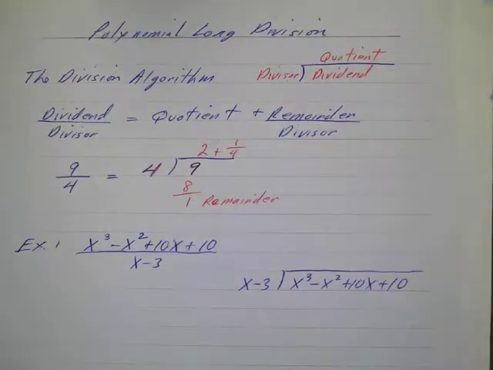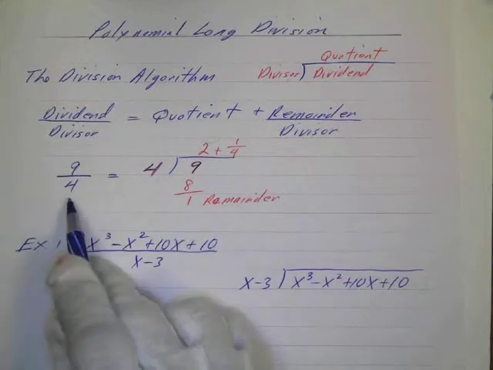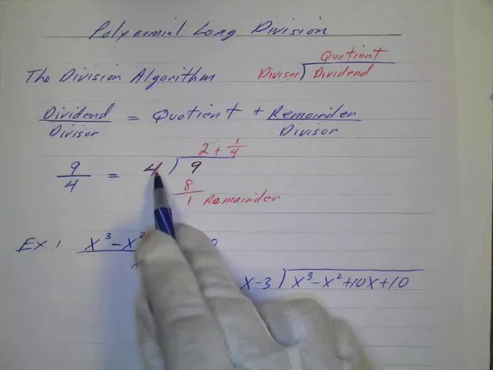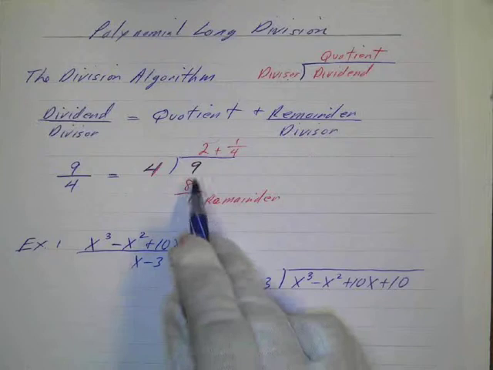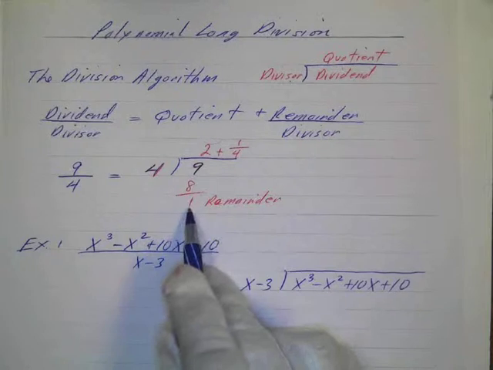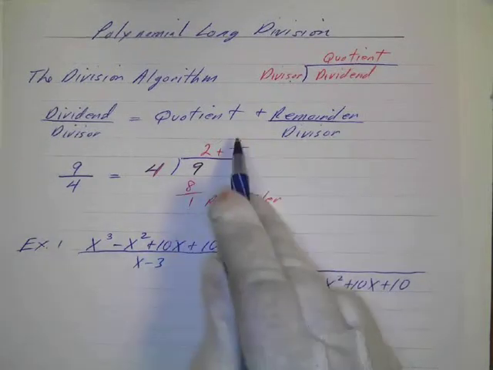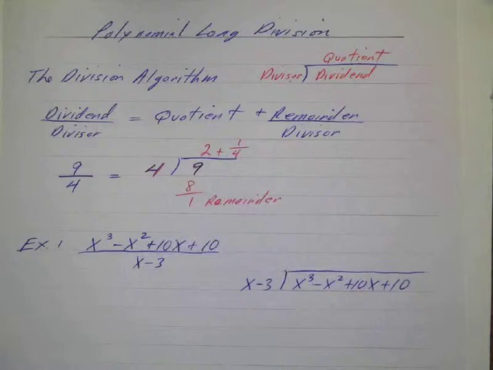And here's a simple little example. Nine divided by 4. 4 would be the divisor, 9 would be the dividend. So 4 into 9 goes 2 times. 2 times 4 is 8. Then I would subtract, and I would have a remainder of 1. So that'd be the remainder over the divisor, 1 over 4. So that's how that works.